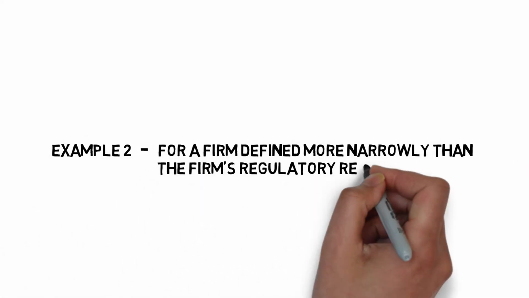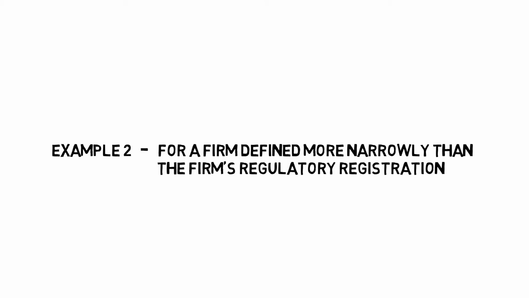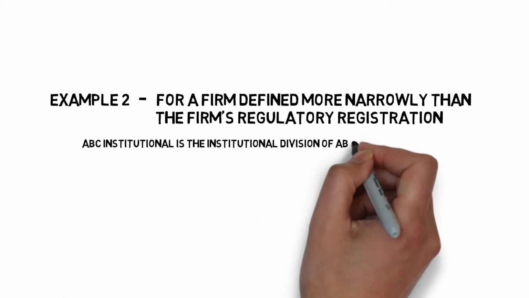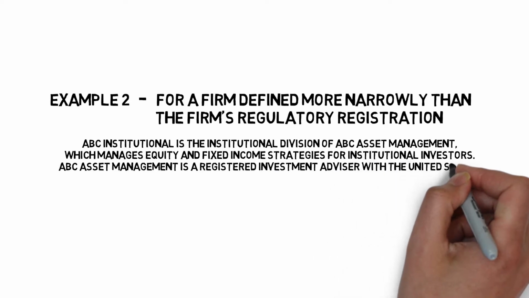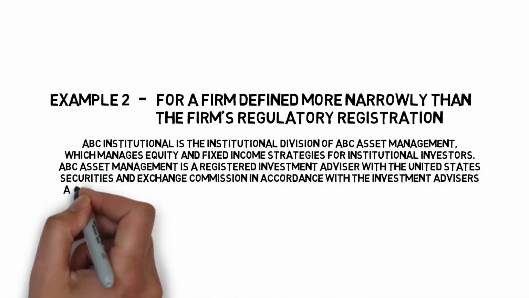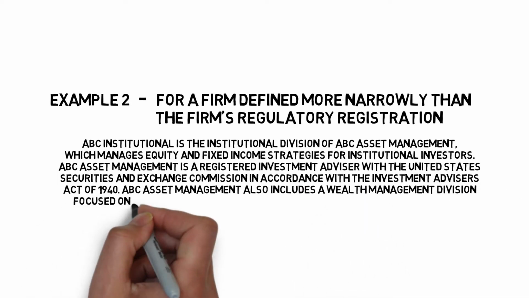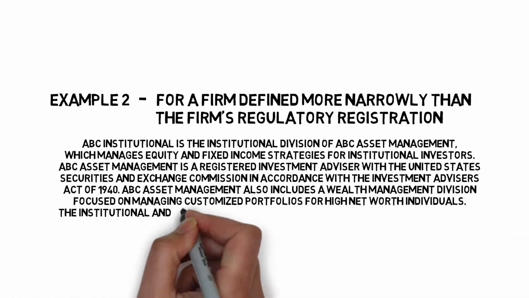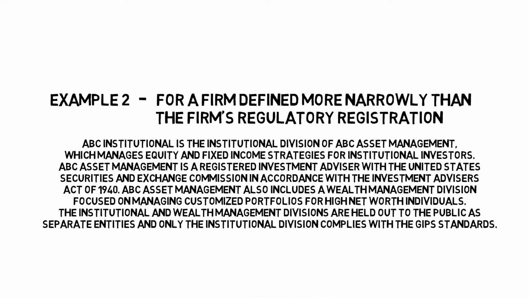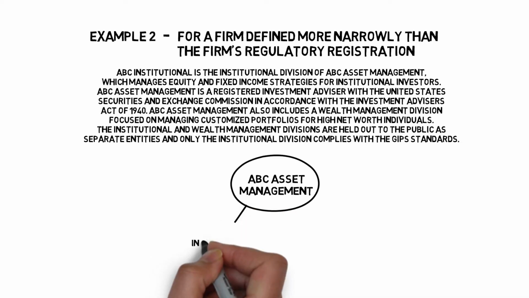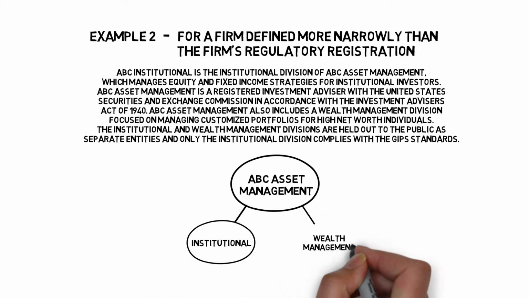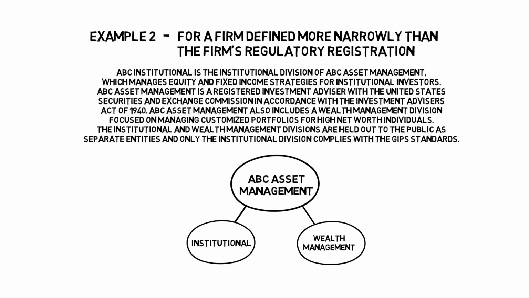Example 2. For a firm defined more narrowly than the firm's regulatory registration. ABC Institutional is the institutional division of ABC Asset Management, which manages equity and fixed income strategies for institutional investors. ABC Asset Management is a registered investment advisor with the United States Securities and Exchange Commission in accordance with the Investment Advisors Act of 1940. ABC Asset Management also includes a wealth management division focused on managing customized portfolios for high net worth individuals. The institutional and wealth management divisions are held out to the public as separate entities, and only the institutional division complies with the GIPS standards.